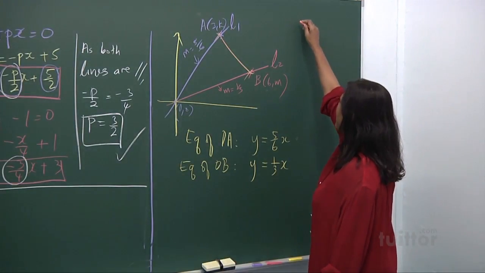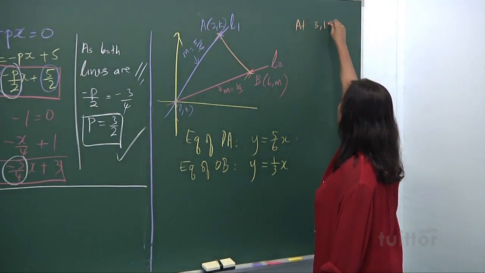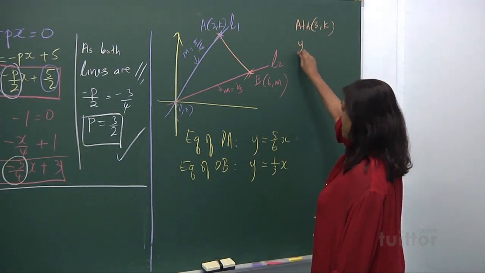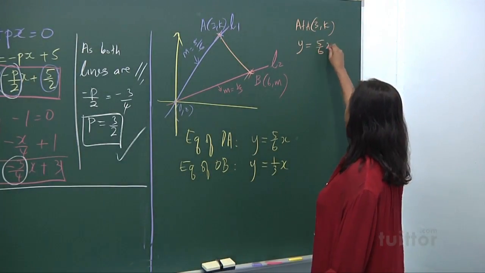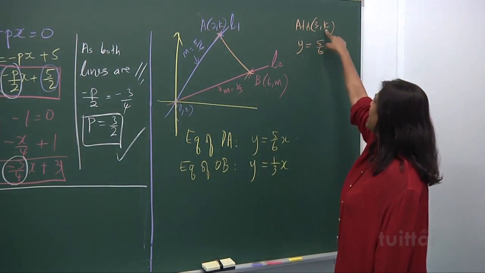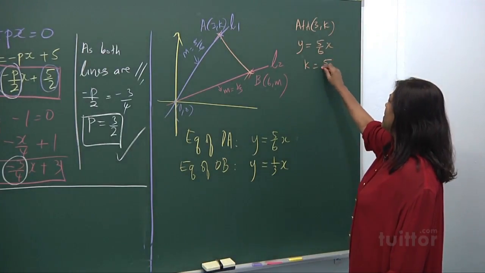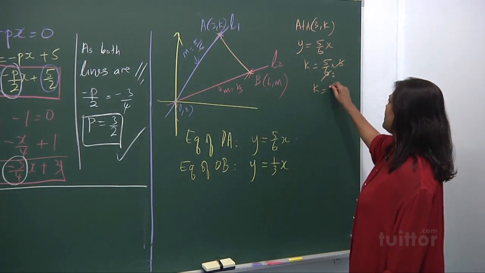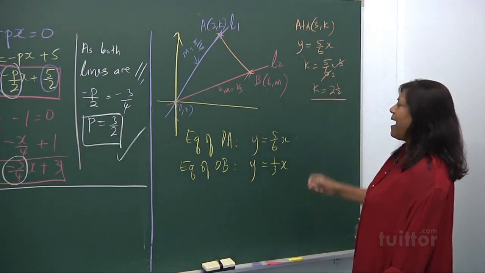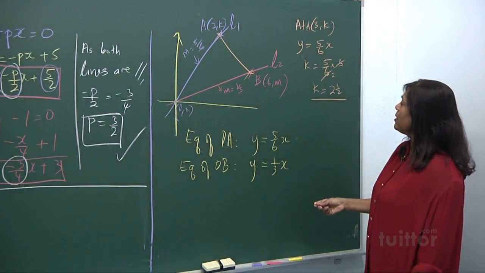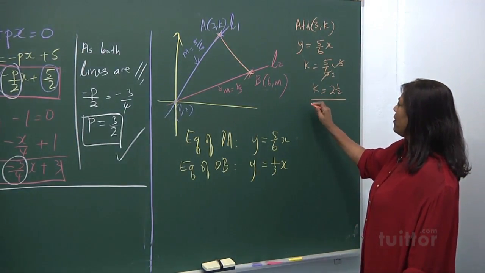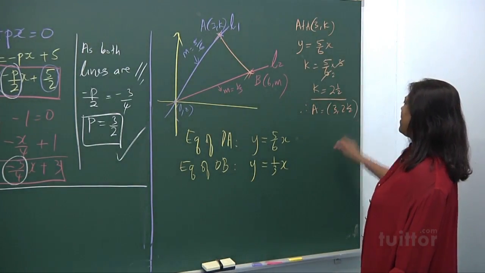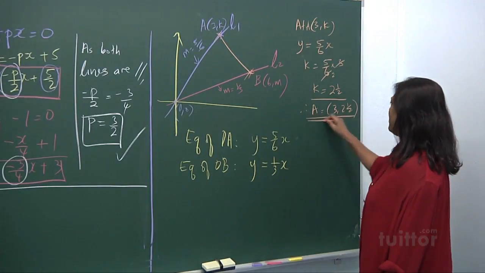A is (3, K). Your y is 5/6 x. Your y is K, your x is 3. Put it in, and your K is 2.5. So your A is none other than (3, 2.5). Excellent. Got it. Now, next part.